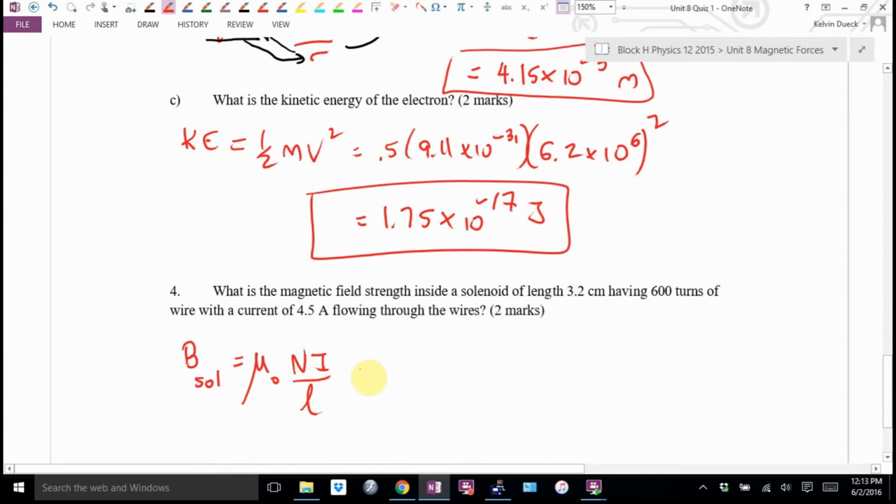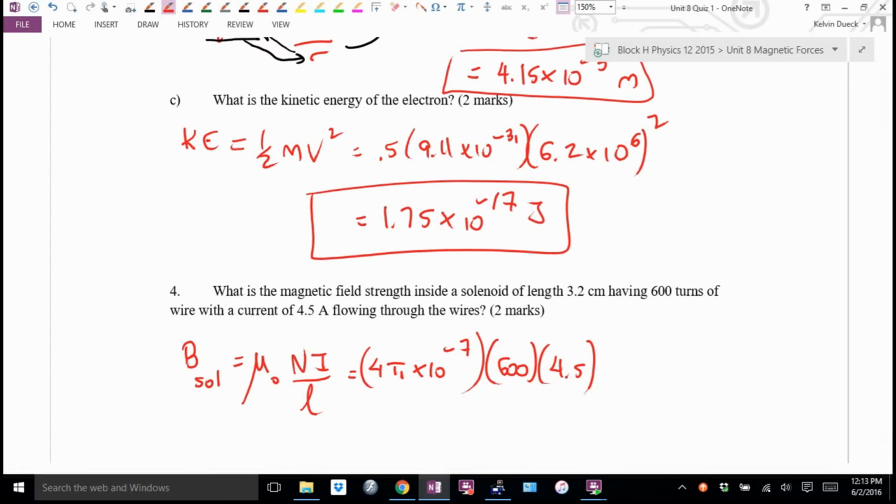It's going to be 4 pi times 10 to the negative 7, the permeability of free space. N, 600 turns. I, 4.5 amps. Or, you know what? Instead of telling you the current, I could tell you the voltage and the resistance, because if I give you V and R, haven't I told you I? Or I could give you how many watts and the voltage, because power is V times I. In other words, I can certainly combine stuff from last unit and this unit.